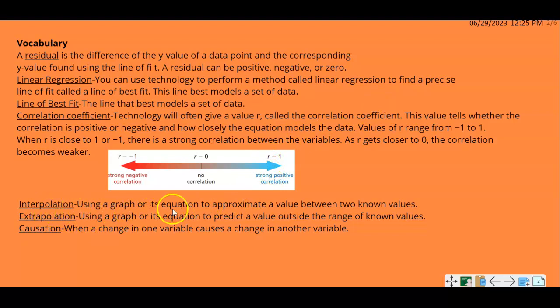Interpolation, using a graph or its equation to approximate a value between two known values. Extrapolation, using a graph or its equation to predict a value outside the range of known values. And causation, when a change in one variable causes a change in another variable.